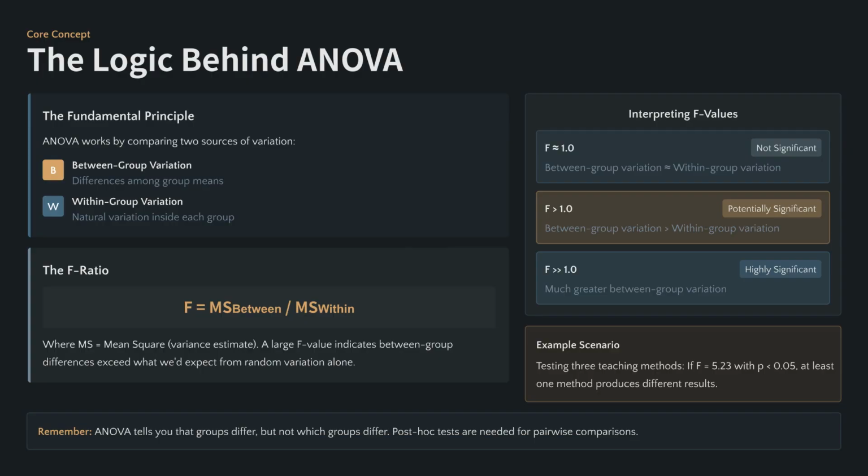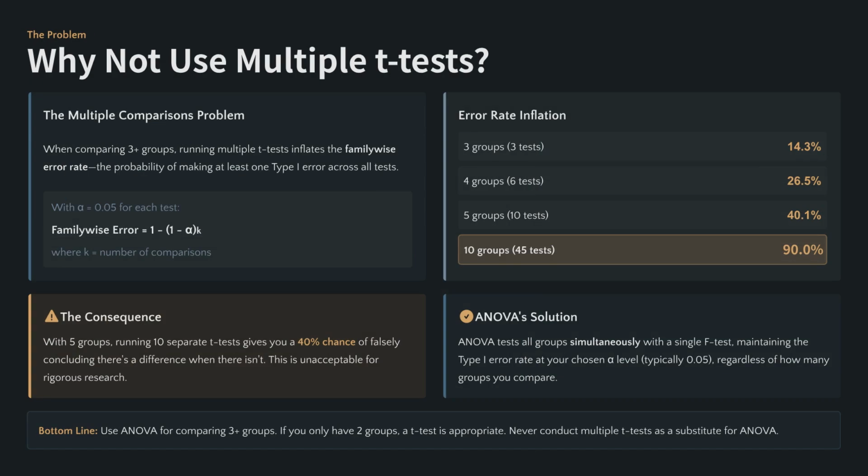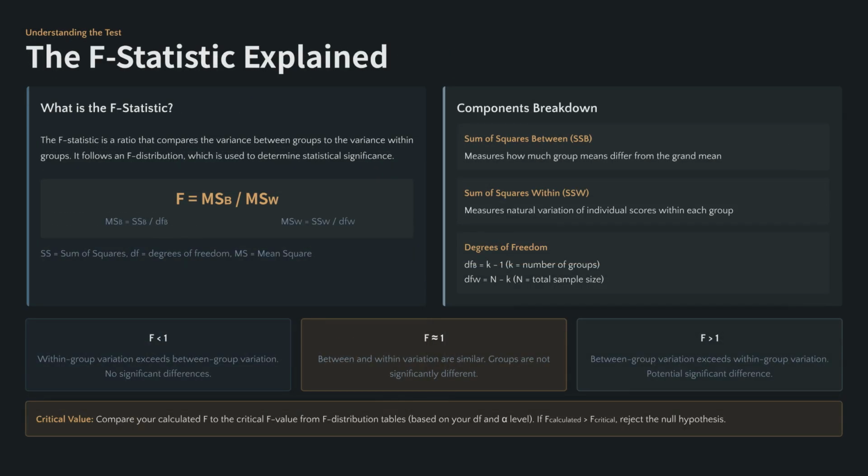ANOVA is a statistical method used to compare the means of 3 or more groups to determine if statistically significant differences exist. Its core purpose is to analyze the variation between groups relative to the variation within groups. The logic behind ANOVA involves comparing 2 sources of variation: the differences among group means, known as between-group variation, and the natural variation inside each group, called within-group variation. These are combined into the F ratio, calculated as the mean square between divided by the mean square within. A large F value suggests between-group differences are greater than random variation.